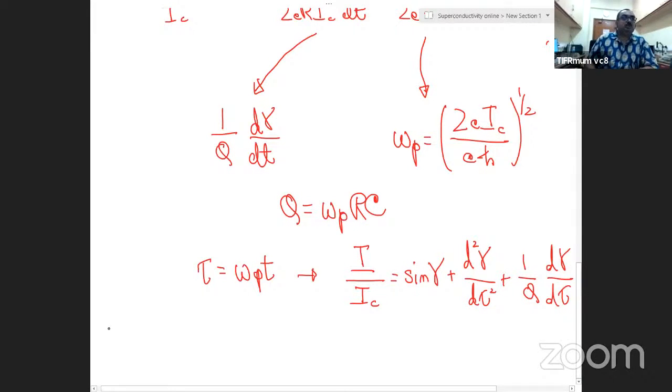So what I will be showing you now, and this is really interesting, is that this equation, the Josephson junction problem, I can transform and map to a problem of classical mechanics. And the problem of classical mechanics that I will transform into is what we know as the tilted washboard model.